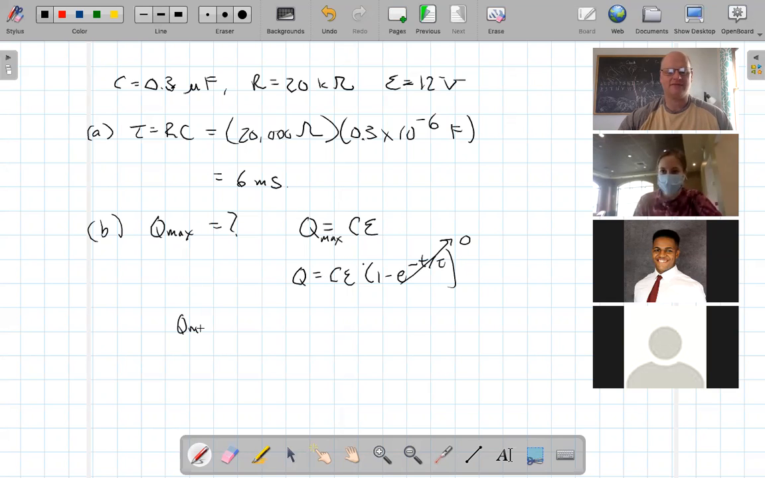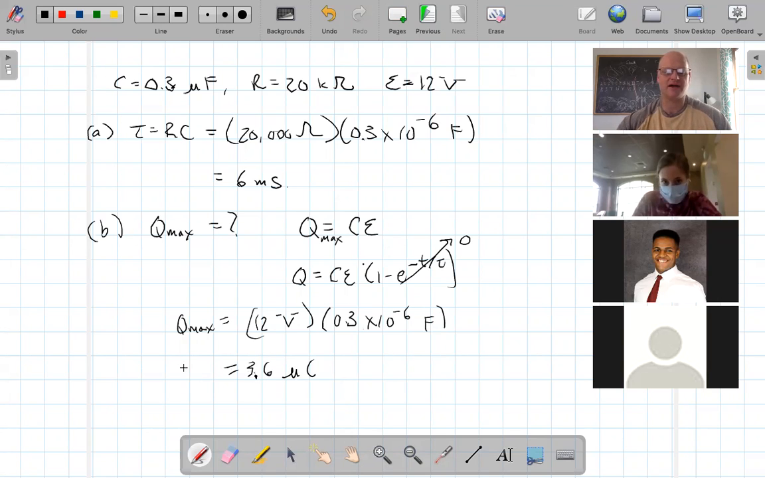So Q max is equal to 12 volts, that's our EMF, times our capacitance, so that's 0.3 times 10 to the minus 6 Farads. So that's going to be 3.6 microcoulombs. So this is my maximum amount of charge, this is Q max. Assuming I can multiply. Okay, good.